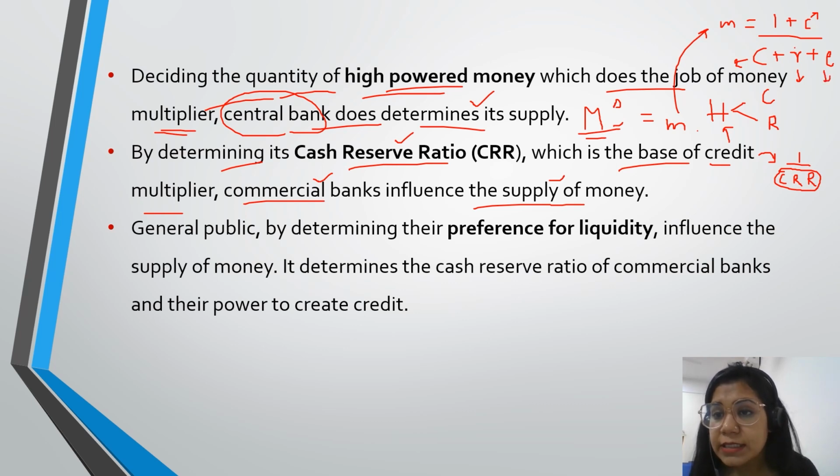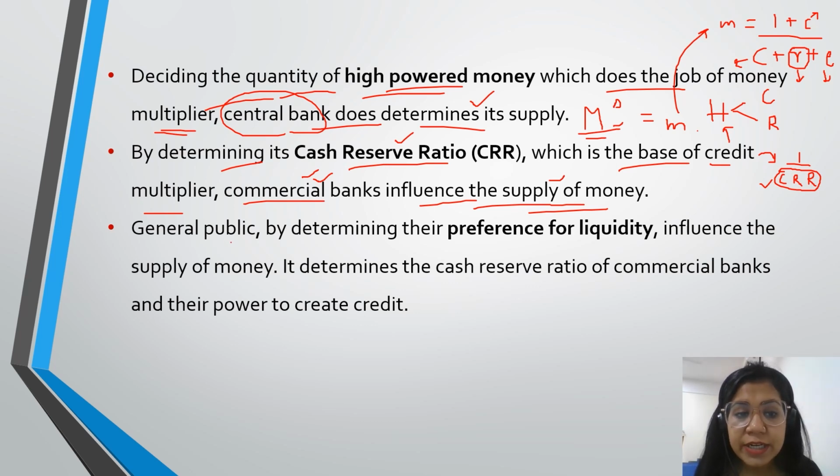So how does this R come into play? This reserves fund comes from the cash reserve ratio, and this is determined by the commercial banks. So the amount of reserve funds that the commercial banks keep with themselves influences the supply of money. We had read that there is an inverse relationship between the supply of money and the cash reserve ratio.